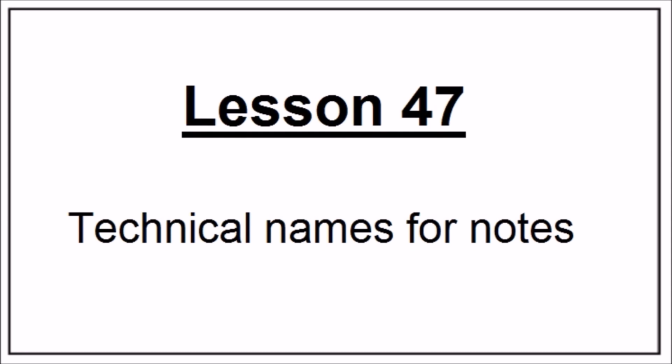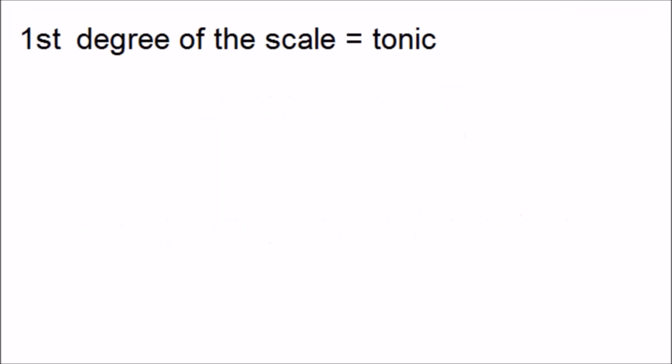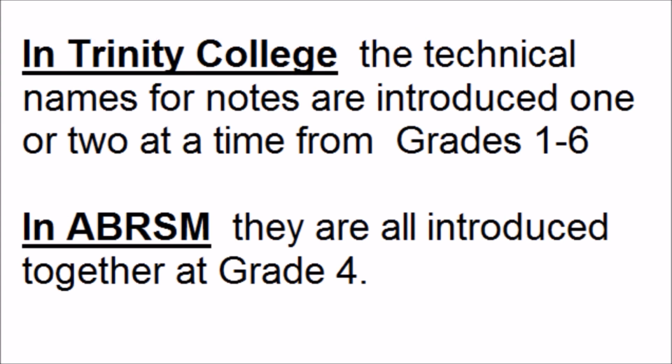This requirement is simply a question of learning 7 words corresponding to the 7 degrees of the scale. And you already know the first one, because in grade 1 you learnt that the first degree of the scale was called the tonic. In Trinity College Theory, they are introduced one or two at a time from grades 1 to 6, whereas in ABRSM Music Theory, they are all introduced together at grade 4. So let's go through them.